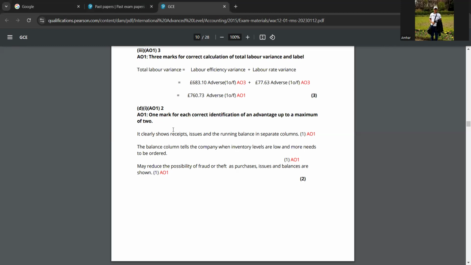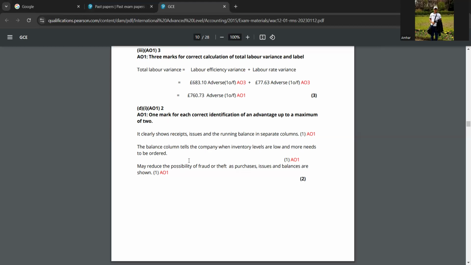The ledger record card's advantage is that it clearly shows receipts, issues, and running balance in separate columns. So column by column they will show. And the balance column tells the company when inventory levels are low and more needs to be ordered. So it will tell the company whether the inventory levels are low, whether we need to order more inventory.